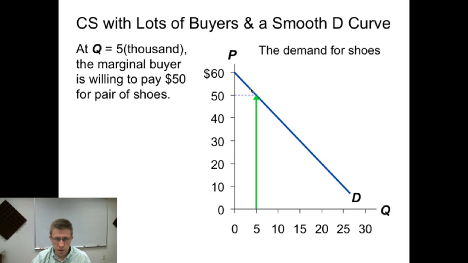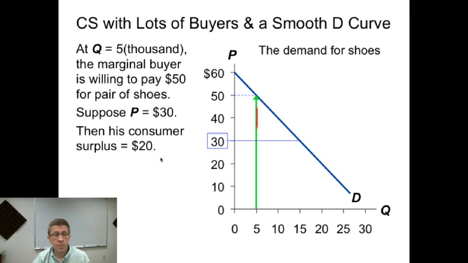But everybody who's buying it, their willingness to pay is somewhere between 50 and 60, right? You have some people who are very close to 60. How much consumer surplus are those buyers getting? Well, they're getting almost $10. Others, their willingness to pay is just barely above 50. They're happy to buy it, but they're not getting that much consumer surplus from this.